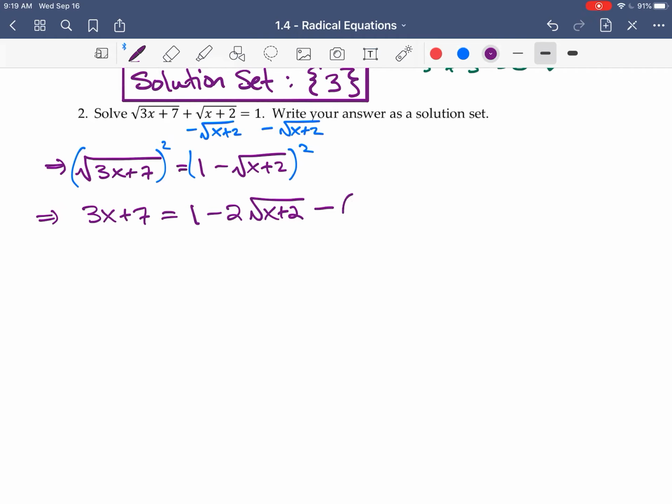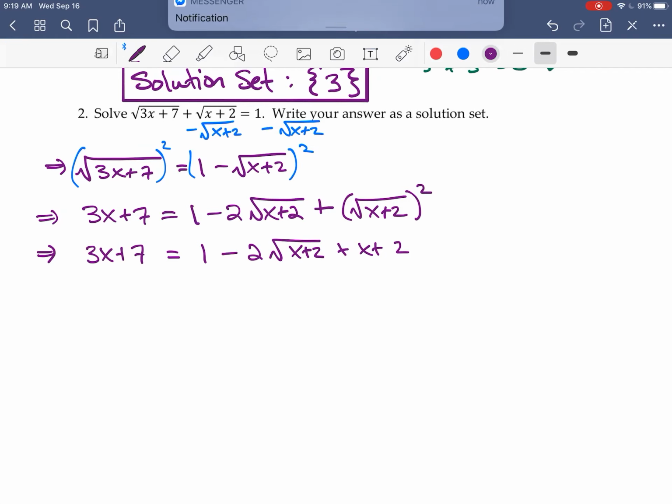And then at the end, I'm going to have plus the root squared. So it's going to be negative square root of x plus 2 times negative square root of x plus 2. So that's going to get rid of that square root as well. So that's going to be 3x plus 7 equals 1 minus 2 root of x plus 2. And then this is going to be plus x plus 2.